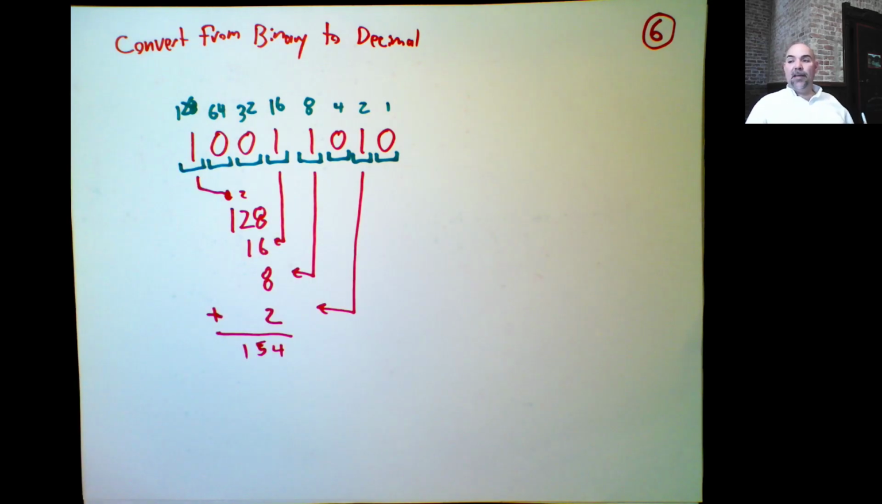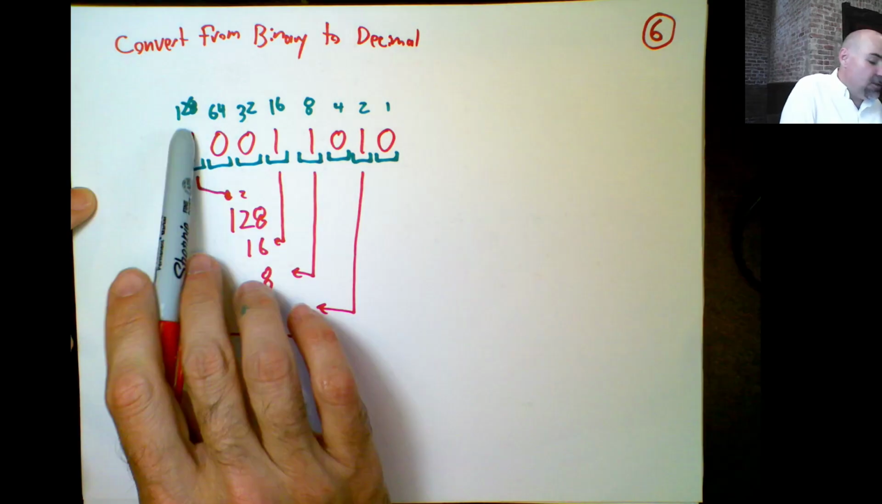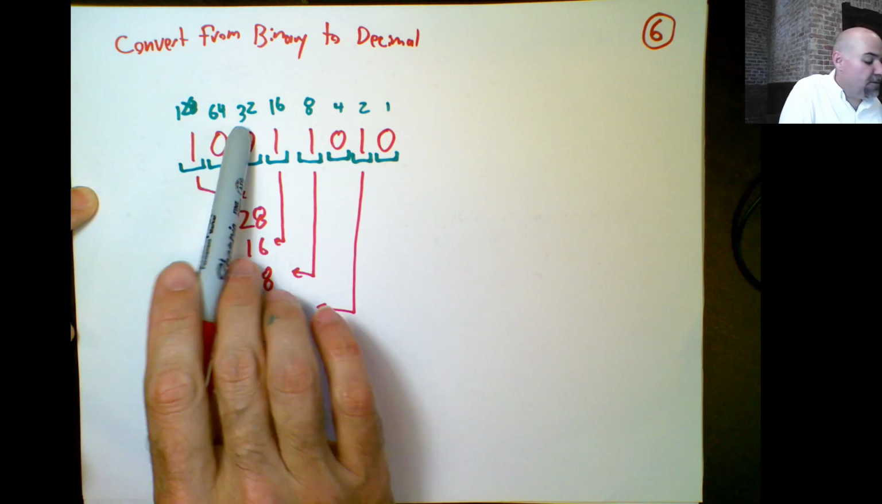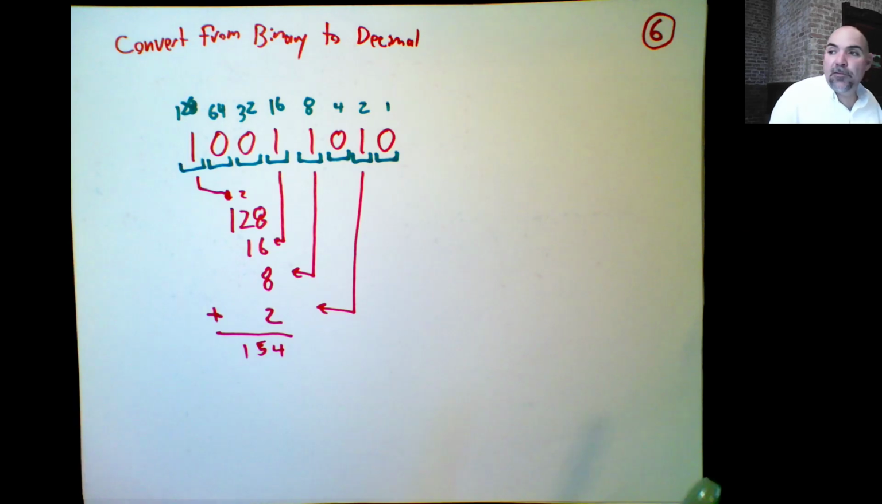Now, the high end of that, the biggest number you could ever get, is with all of them ones, and it turns out that 128 plus 64 plus 32 plus 16 plus 8 plus 4 plus 2 plus 1 adds up to 255. That's the biggest number that you could store in there: 255.